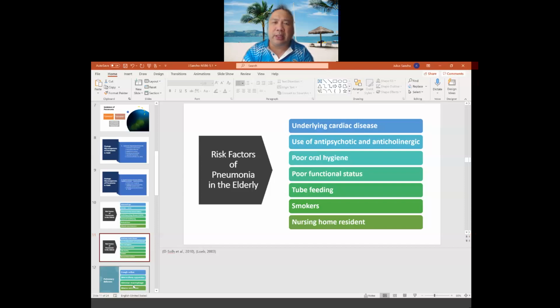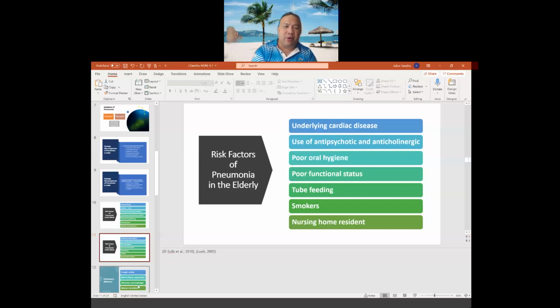Another risk factor is smoking, because it causes damage to the lungs' defenses, like the macrophages in your alveoli, and the mucociliary function in your bronchus could be affected from frequent smoking. And last but not least, being in the nursing home makes a resident prone to pneumonia. Do you have any questions so far with regards to the risk factors?